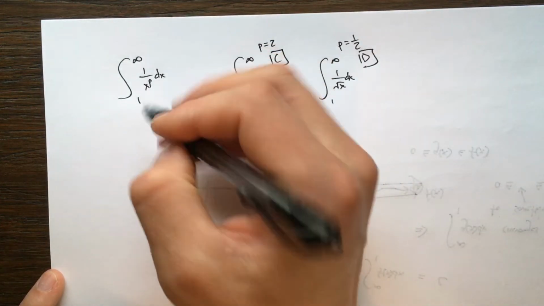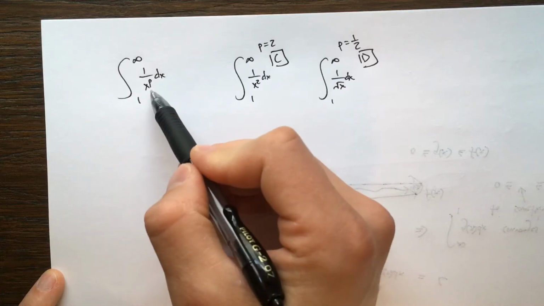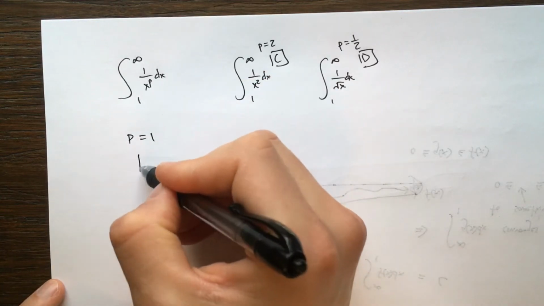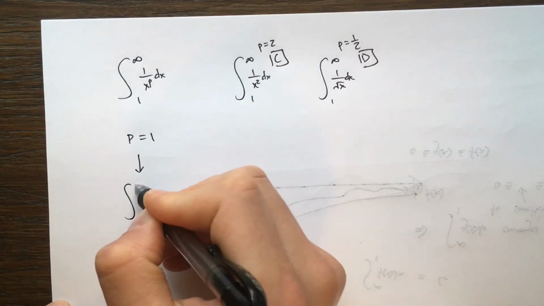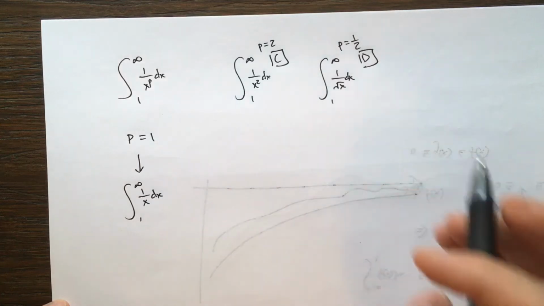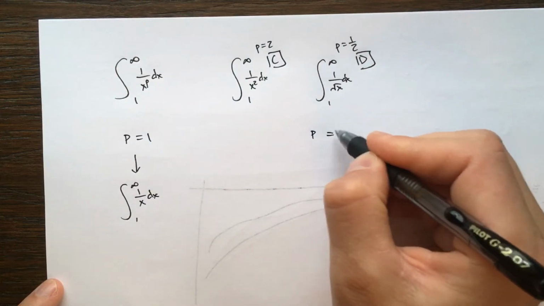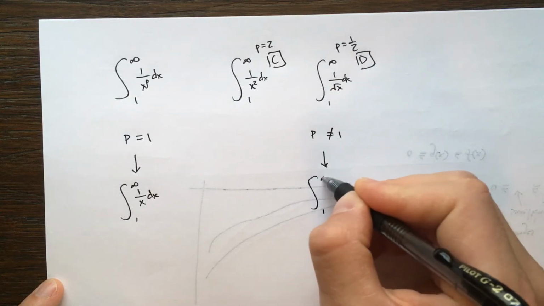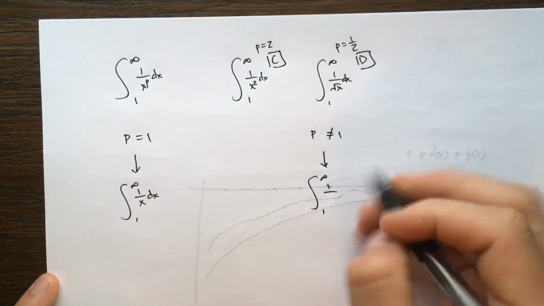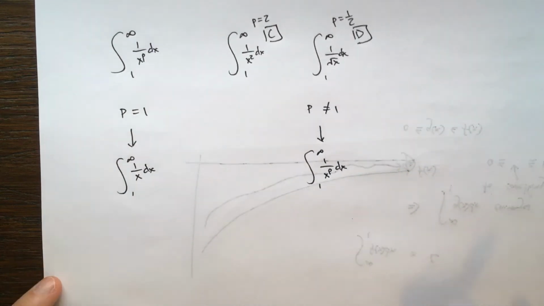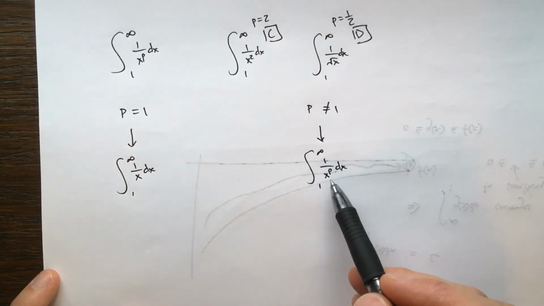So there are really two cases of this, because if p is 1, you get the integral from 1 to infinity of 1 over x dx, and that's going to use the natural log. And if p does not equal 1, then you are going to use the power rule. And so we're going to look at two different cases here, because one of them uses the natural log and one of them uses the power rule.